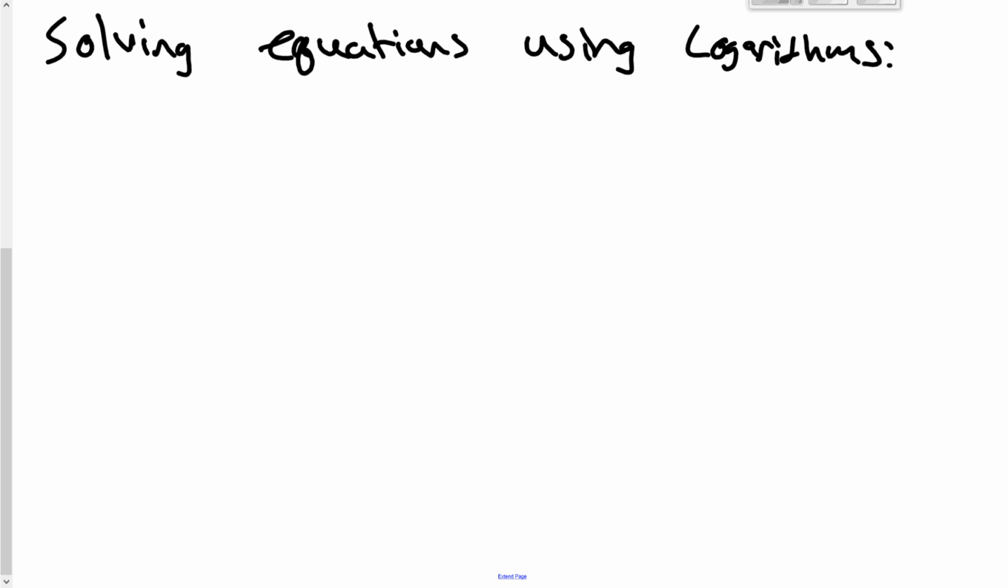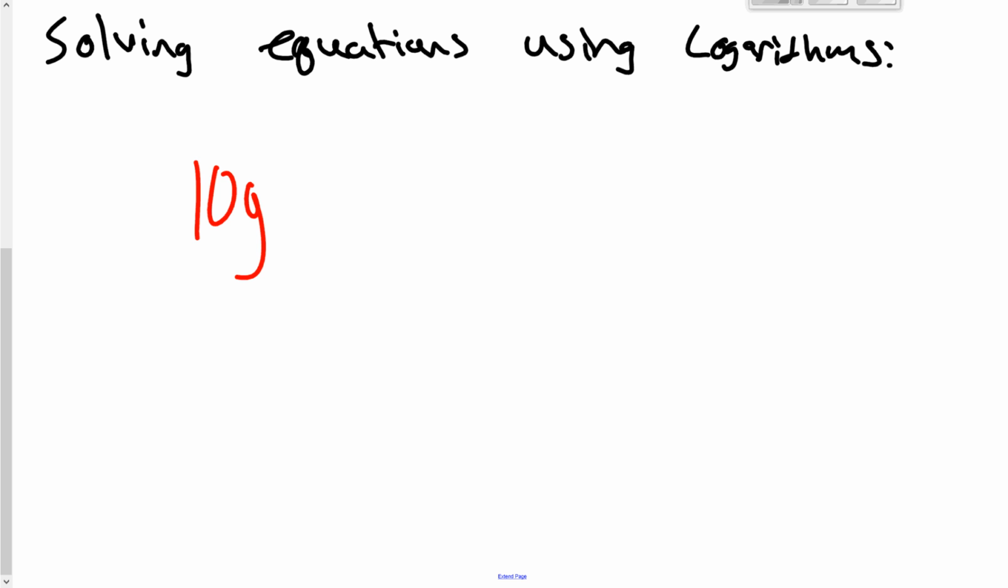So we're going to talk about solving equations using logarithms. Okay, and so when we look at a logarithm equation, that means we have a log in it, and we're basically going to switch the log to an exponential in order to solve the problem. Okay, so here's an example.